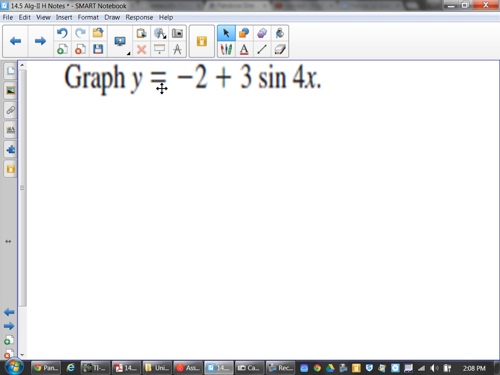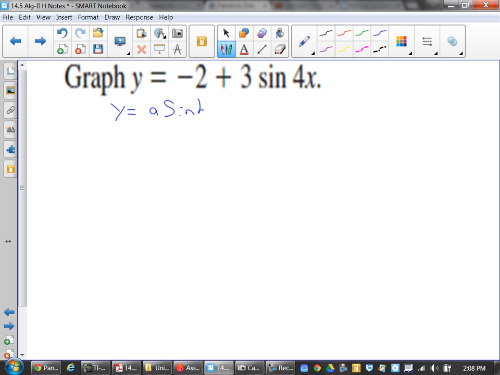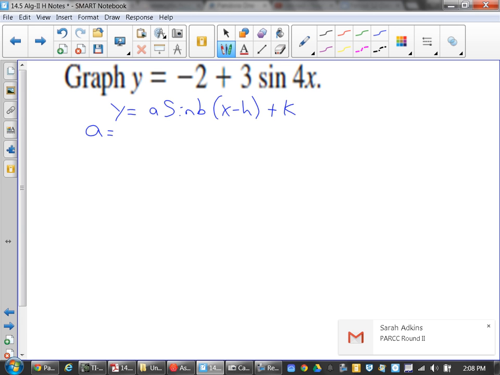Now remember, when we did sine and cosine graphings, they all matched the same basic principles. They all had the same basic idea: y equals a sine of b times (x minus h) plus k. This was the same for sine or cosine; they're interchangeable for the setups. We always labeled our a, our b, our h, and our k. Our a value allowed us to figure out our amplitude. Remember, we took the absolute value of a, and that gave you your amplitude.